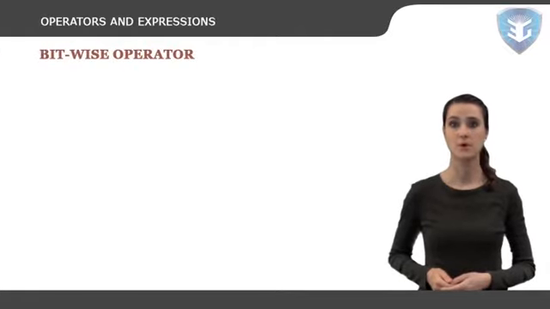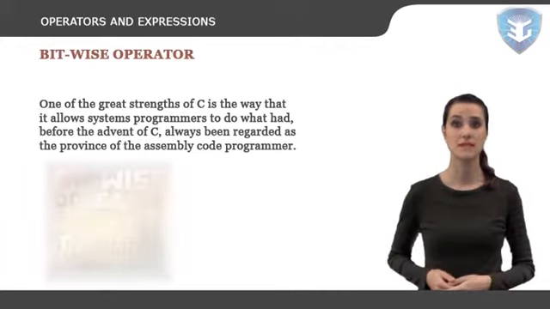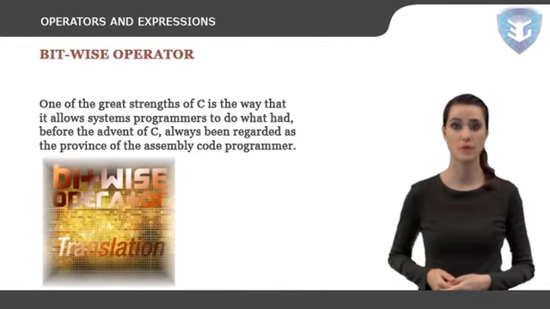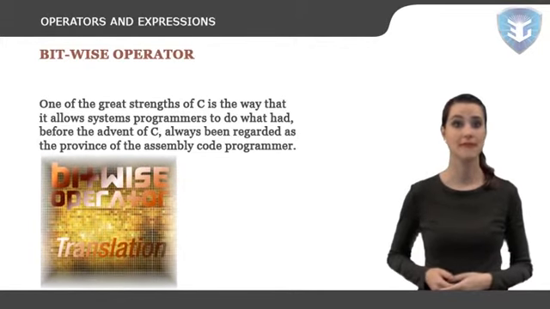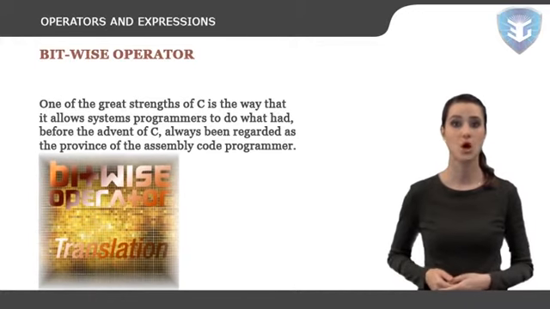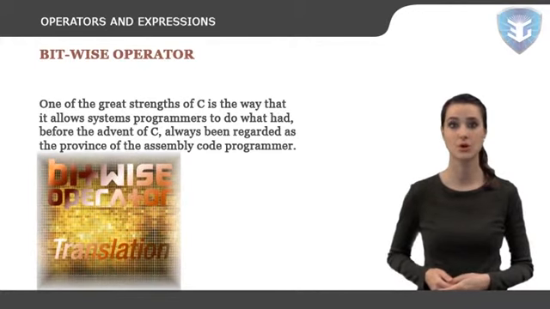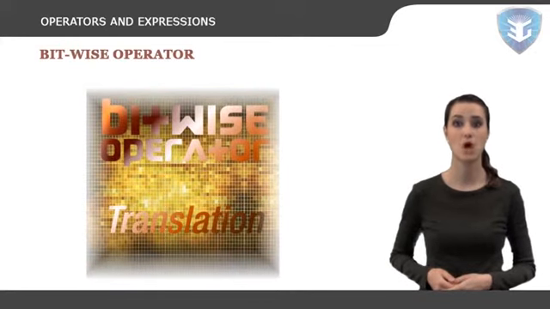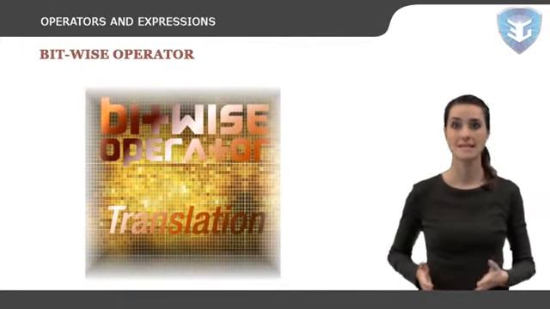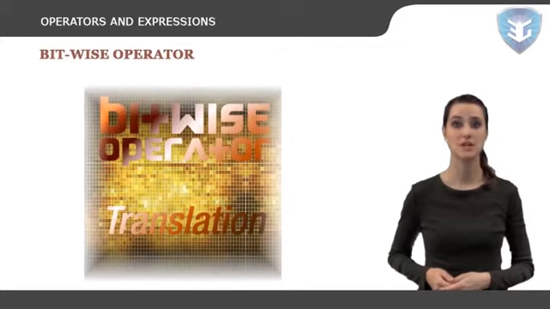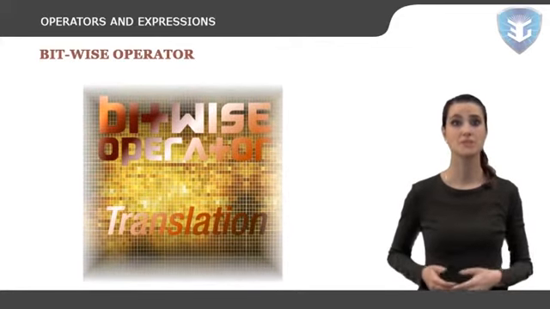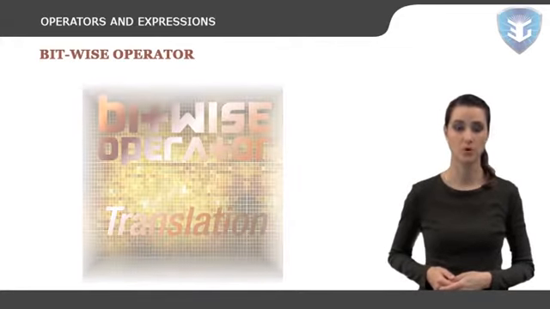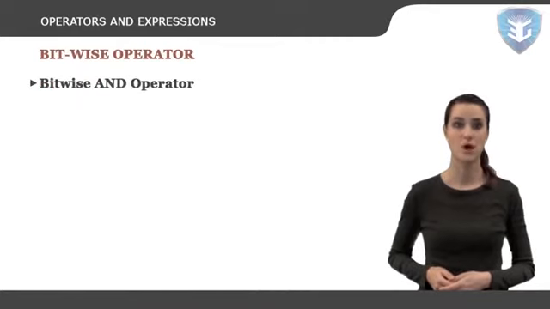We shall discuss bitwise operators. One of the great strengths of C is the way that it allows systems programmers to do what had, before the advent of C, always been regarded as the province of the assembly code programmer. That sort of code was by definition highly non-portable. As C demonstrates, there is not any magic about that sort of thing, and into the bargain it turns out to be surprisingly portable.